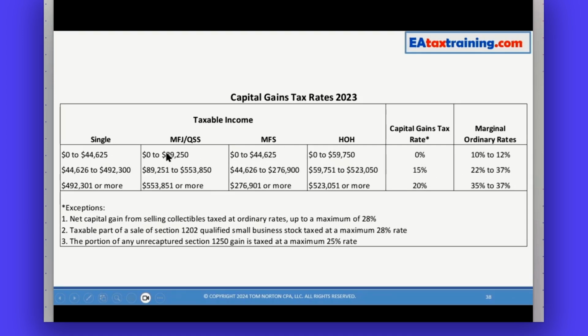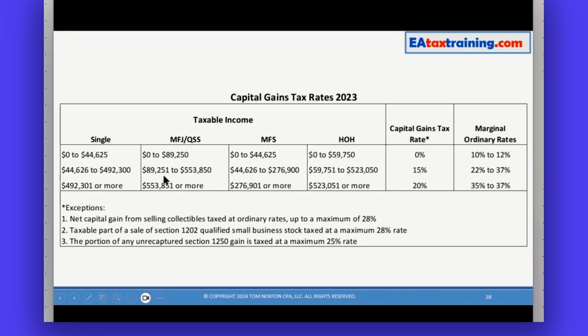Now, of course, they're going to pay taxes on the rest of their income, and the taxes they're going to pay on the rest is 10 to 12%, depending on exactly where they fall within these ranges. So 0% capital gains tax rate, 10 to 12% ordinary tax rate. And you can just move up the chart. So for the next, you look at these brackets of income. So here, let's look at married filing joint.